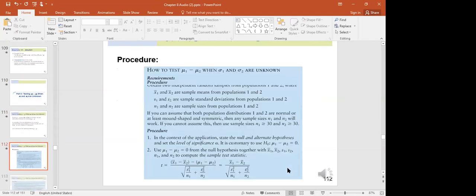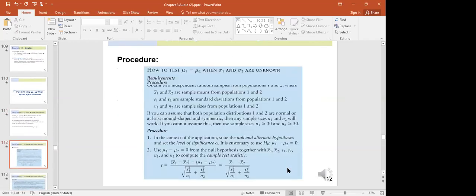So when sigma are unknown, we use the t distribution. Just as I said before, when the variances are the same, we use a common estimate for the common variance, and we call it the pooled variance. Or when we don't know it, as happens most of the time, we use the formula which is here.